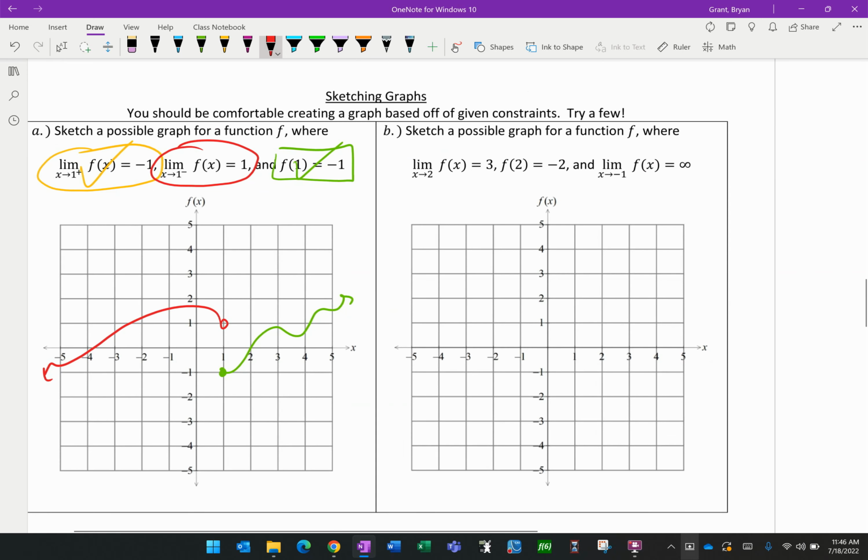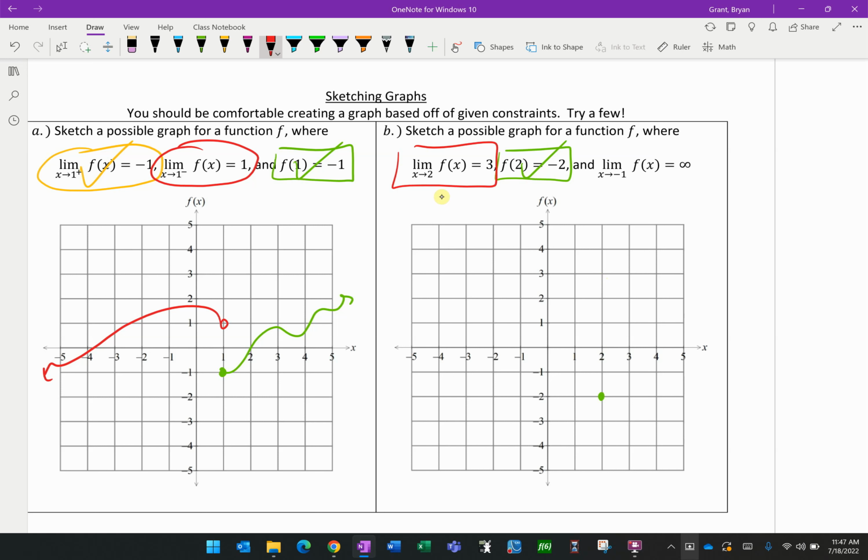All right. Now we're going to sketch a graph of a function f where these couple things happen. Let's start with the point again. F of 2 is negative 2. Easy. And then we have a couple limits. As we approach positive 2, the y values get closer to 3. So here's positive 2, and the y values are getting closer to 3.